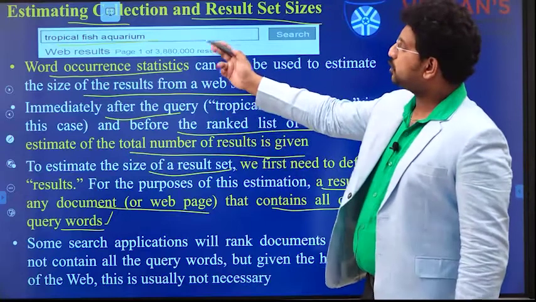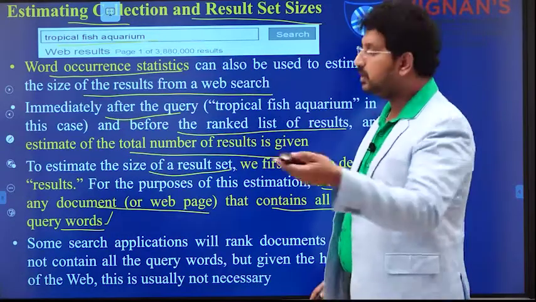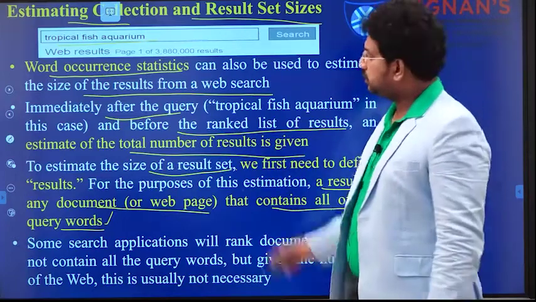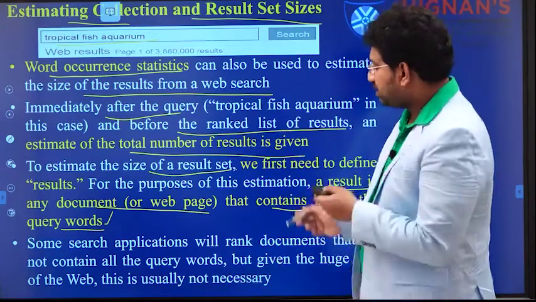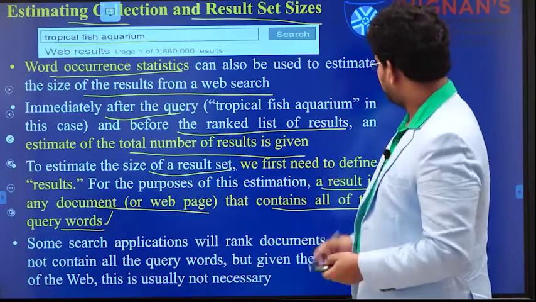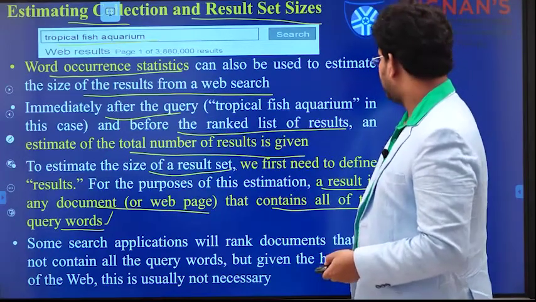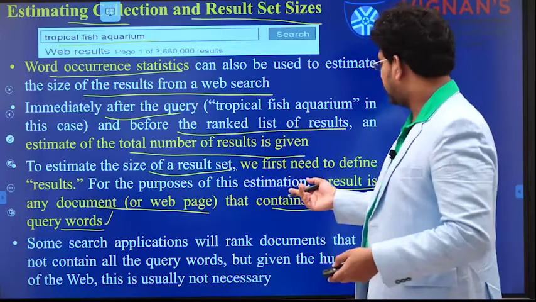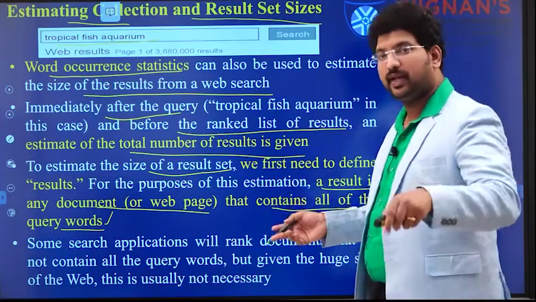What is the query? Tropical fish aquarium. They are all the words. Tropical fish aquarium, right? So this is about estimating. As part of the estimating, we are going to identify a result as a document or web page that contains all the query words.